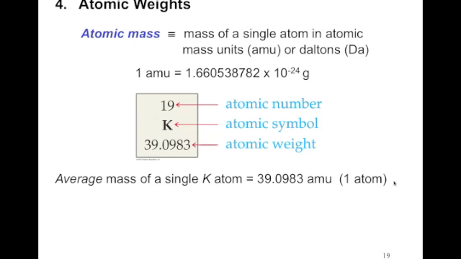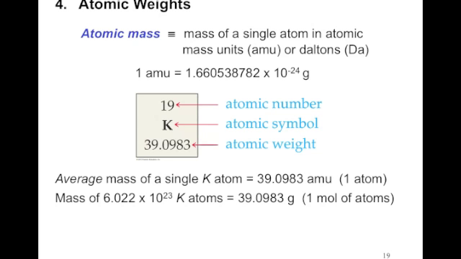Now, this is a potential point of confusion and one that we're going to address later, but let's bring it up now. It also turns out that this number, 39.0983, also expresses the mass of not a single potassium atom, but a huge number of them. Exactly, if you added up the masses of 6.022 times 10 to the 23rd atoms of potassium, you would get 39.0983, but now the unit changes to grams. Now this number of potassium atoms is called the mole.